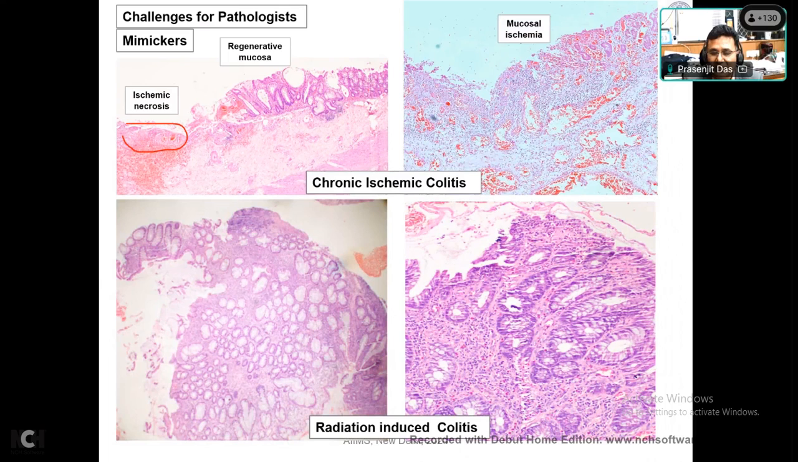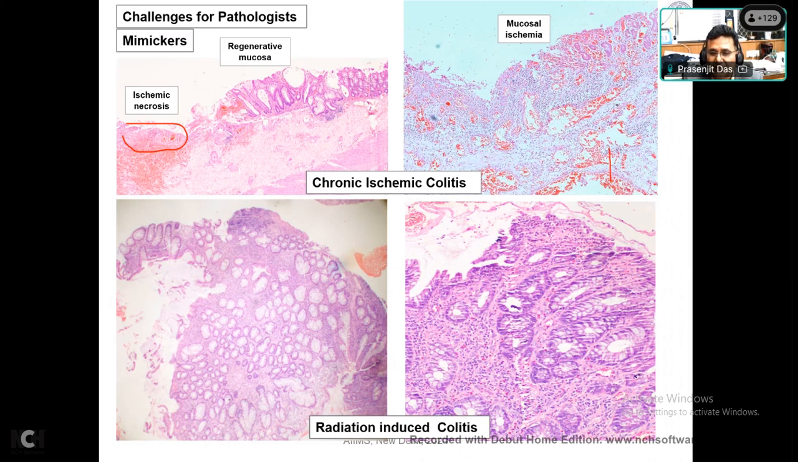Here what you are seeing is an acute ischemic insult. All the mucosa has undergone ischemic necrosis, and when we say the mucosa is undergoing acute ischemic change, if you look at the surface part of the mucosa, there will be ischemic necrosis or hemorrhagic necrosis. However, the lower part of the crypt will be preserved. Why? Because all of you know what the distal part is.